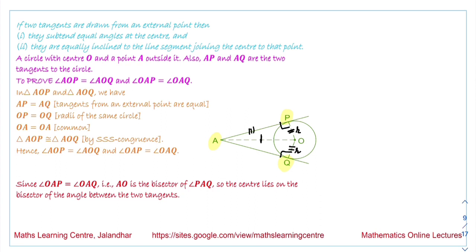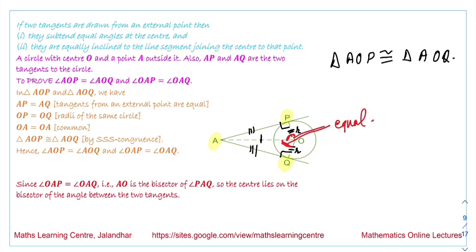From the previous theorem, we have already proved that these lengths are equal to each other. So what we get from this is that the triangle AOP is congruent to the triangle AOQ. So what we get is that both these angles, AOP and AOQ, are equal to each other. This is by CPCT.